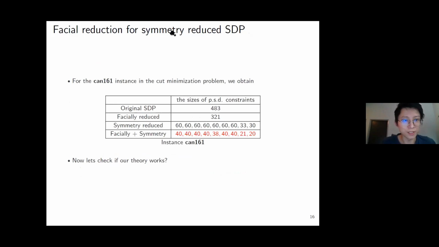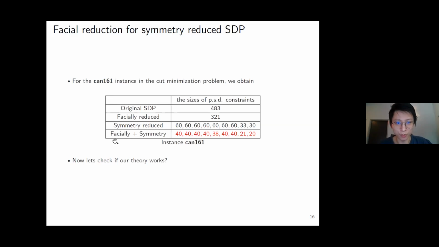So for the CN161 instance, in our cut minimization example, we'll observe the following thing. If you perform both facial and symmetry reduction, you still end up with all those smaller blocks. And each block becomes even smaller than the one you had from the symmetry reduced program.